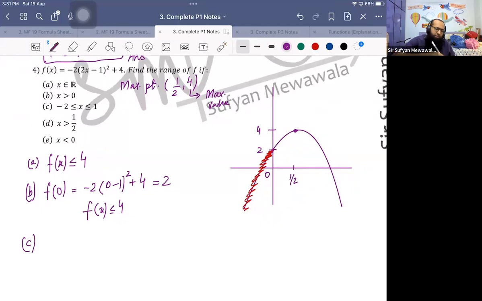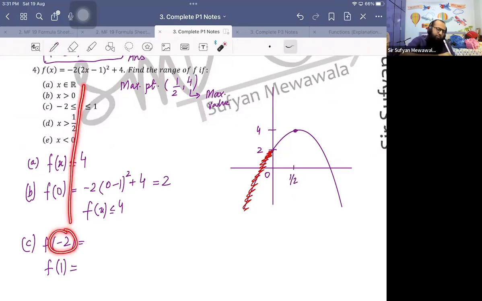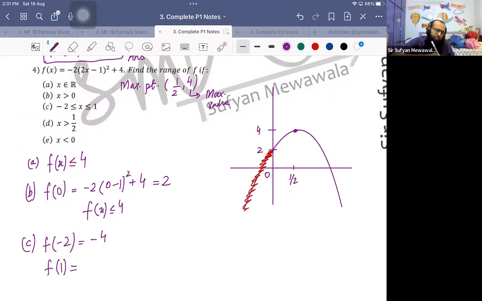Substitute endpoints. So if I'm going to substitute -2, then what am I going to get? If I'm going to substitute 1, then what am I going to get? So let's substitute -2. You can take the help of calculators, no problem. 2 times -2 is -4. -4 minus 1 is -5. -5 whole square is 25. 25 times -2 is -50. -50 plus 4 is -46. So it's -46. If it is a 1, then 2 times 1 minus 1 is 1. 1 square times -2 plus 4 is 2. Positive 2.